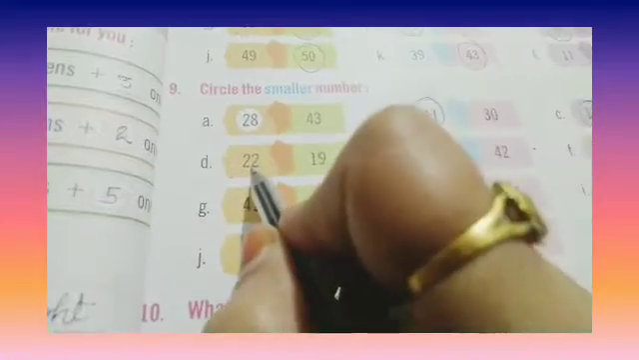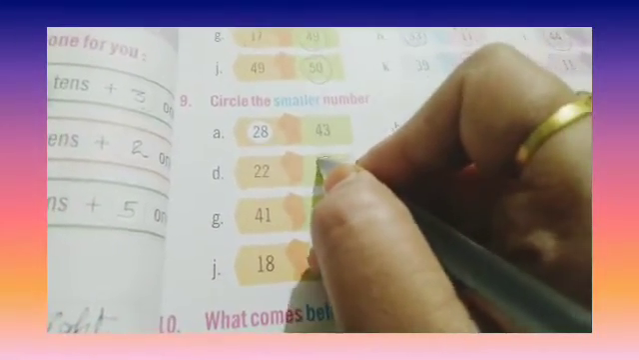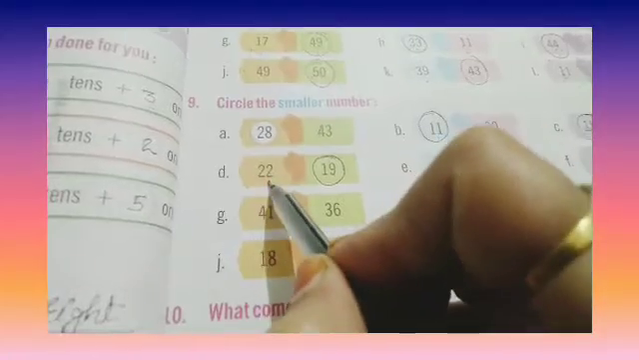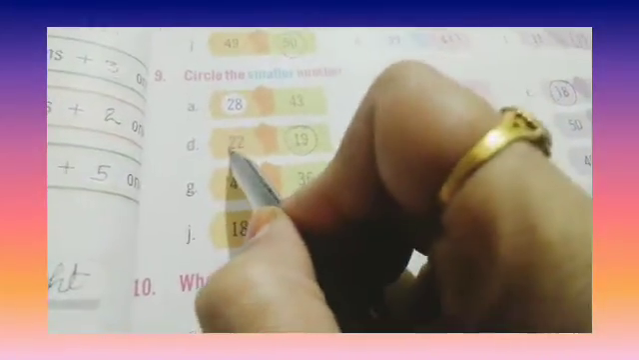Now part D, 22 and 19. Between 22 and 19, 19 is the smaller because 19 comes first in this counting. So we will circle 19. 22 is the greater number or the bigger number. So 19 is smaller than 22.